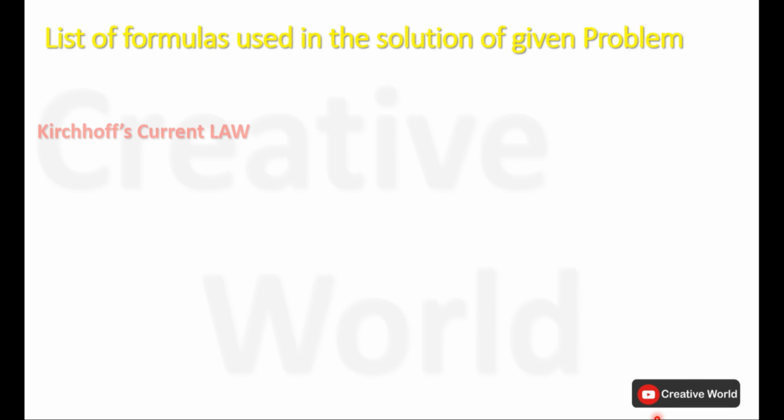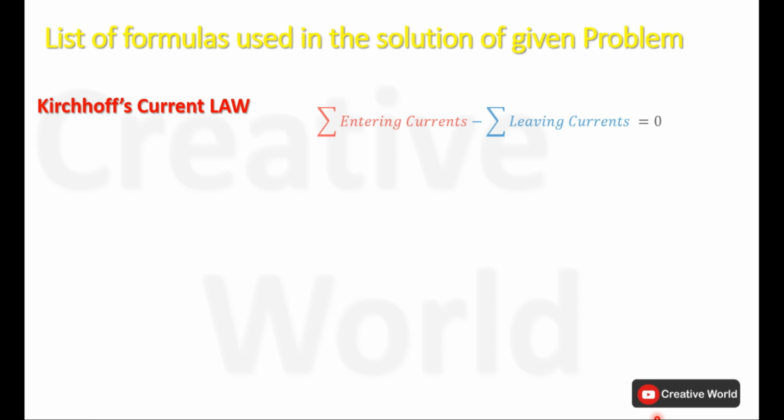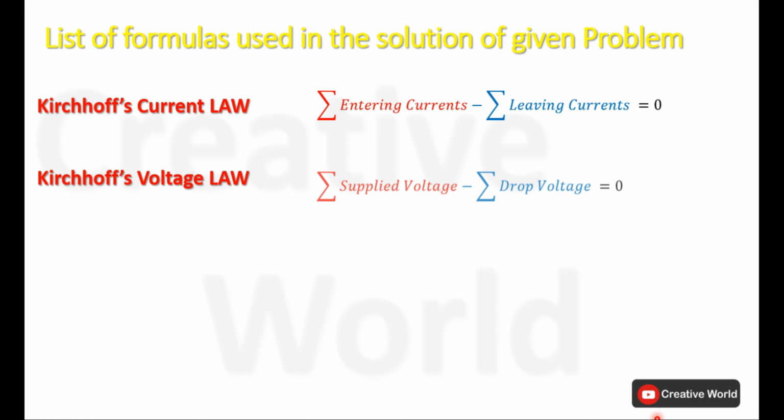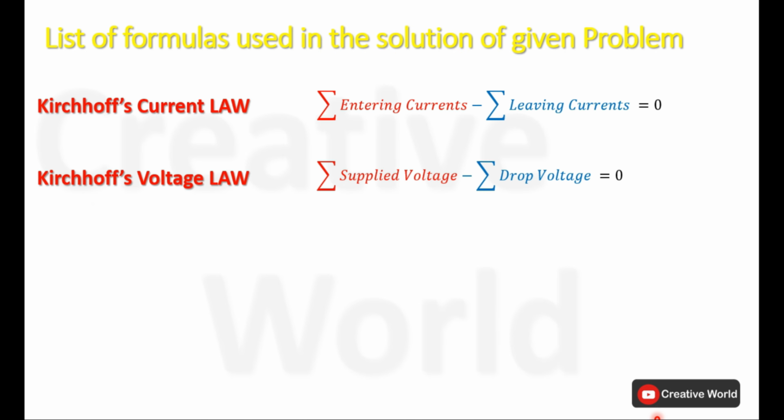While solving this problem, we will be using Kirchhoff's current law. According to Kirchhoff's current law, the sum of all entering and leaving currents on a node inside an electrical network is always equal to 0. We also will be using Kirchhoff's voltage law. According to Kirchhoff's voltage law, the sum of all supplied and dropped voltage inside a closed loop circuit is always equal to 0. In this scenario, Ohm's law will also be used.